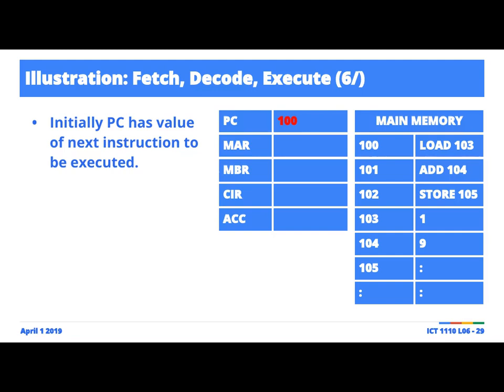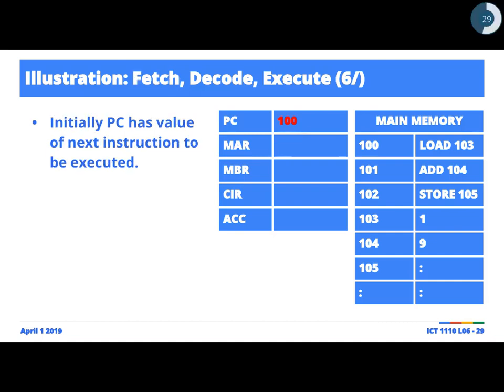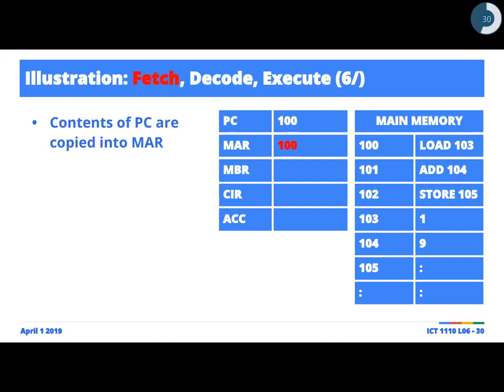So the PC, the program counter, is pointing at memory address 100, which is the next instruction to be executed, right? This is the fetch cycle. The contents of the program counter will be copied into the memory address register. So we are copying the first instruction. The next instruction we're executing is 100. We're going to copy this 100 into the memory address register, right?